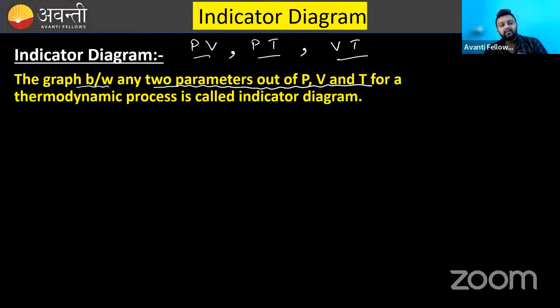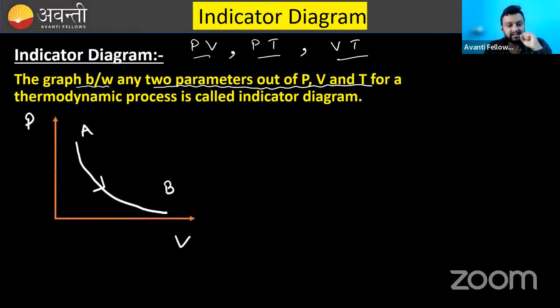Indicator diagram. Like this is an indicator diagram on the screen. This graph is drawn between pressure and volume, so this is of the first category, pressure and volume. Second may be pressure and temperature. Third may be volume and temperature. No other configuration is possible. So PV, the pressure and volume graph.